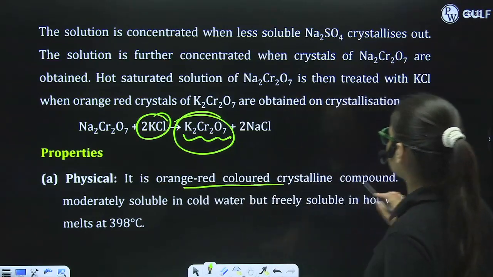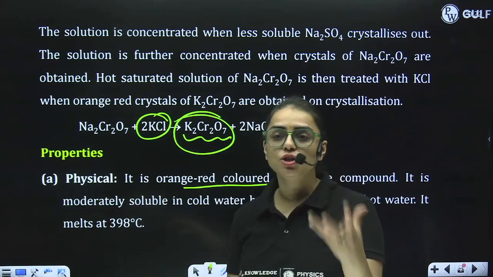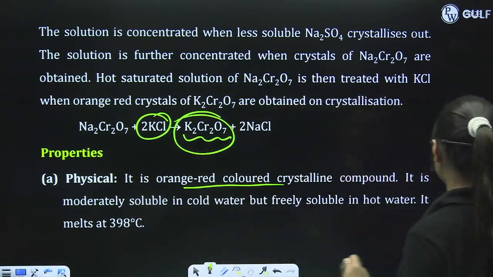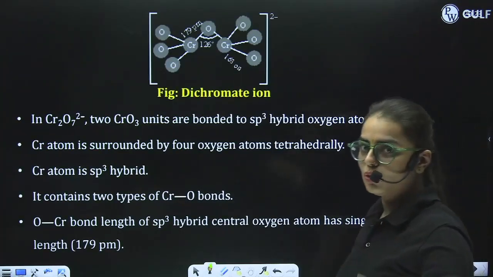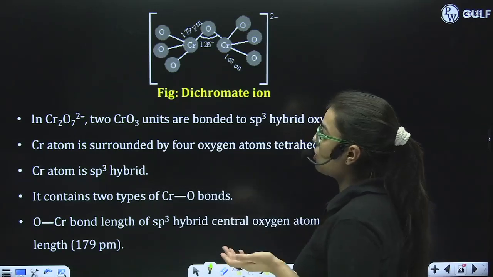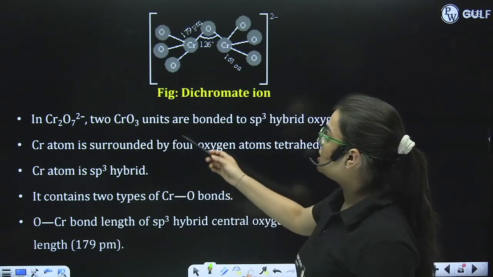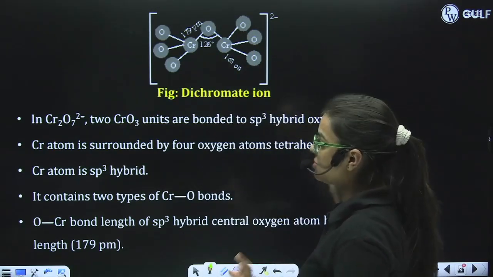So now students, what are the properties? It is an orange red colored crystalline compound. Generally they can ask you the color, and there are some reactions in which the color changes from orange to green, so they can ask you such questions as well. Right, and it is freely soluble in hot water, moderately soluble in cold. So this is the structure for the dichromate ion, that is Cr2O7 2-. Here you can clearly see that it is Cr2O7 2-, so they have drawn the ion structure properly.